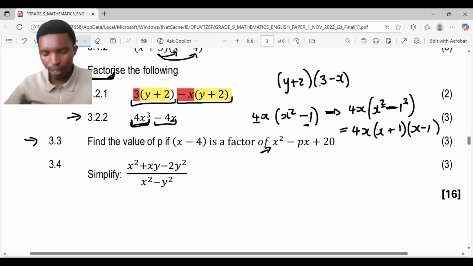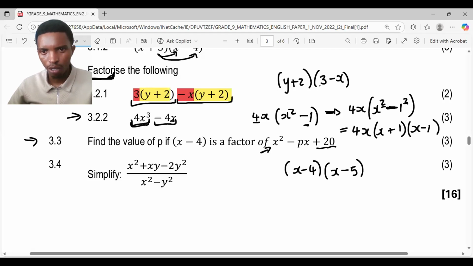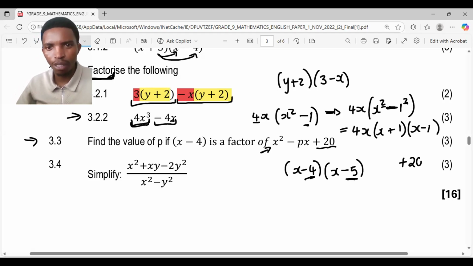So if one of the factors here is x minus 4, how can we find the 20 there? 5. Yes, by multiplying by how much? By 5. Because negative 4 multiplied by negative 5 is going to give us how much? Positive 20. Right? So now how do we find the value of p in this case?